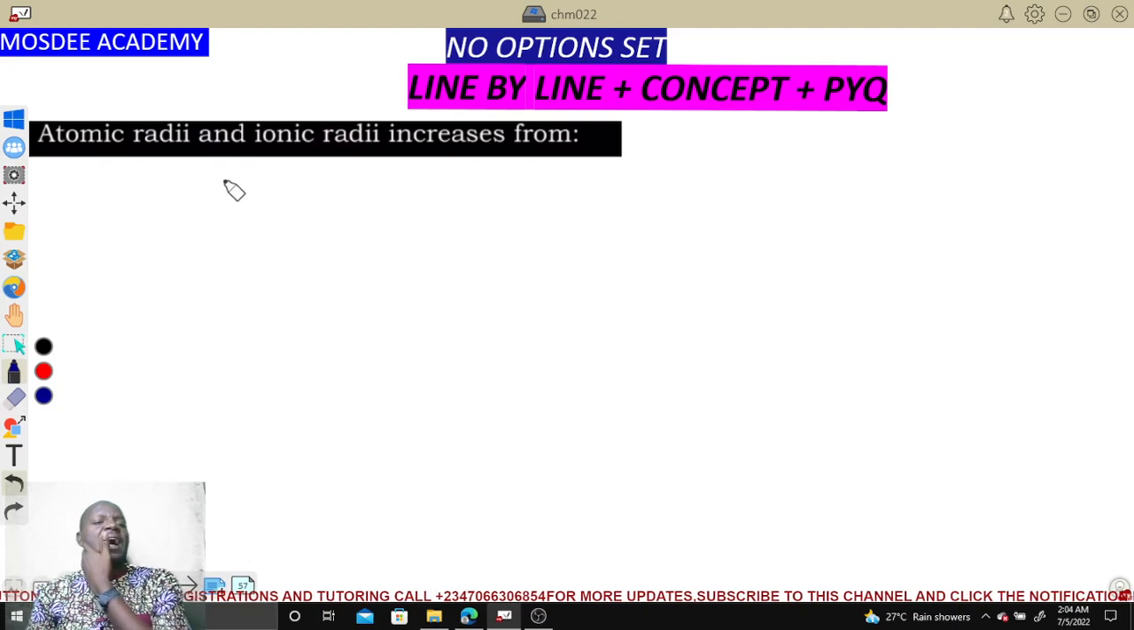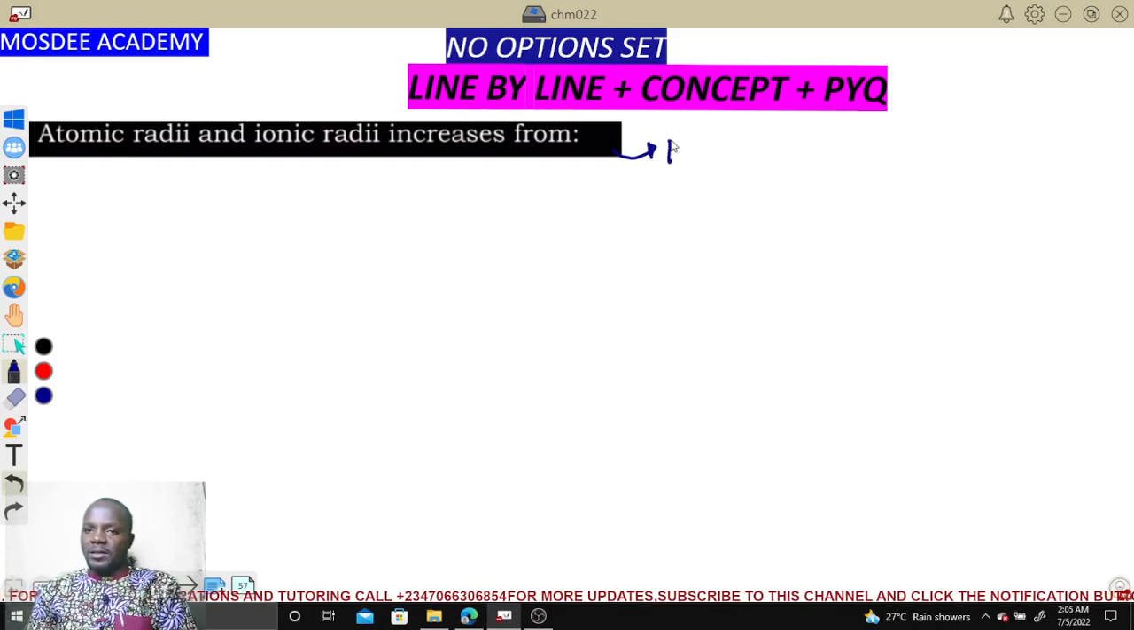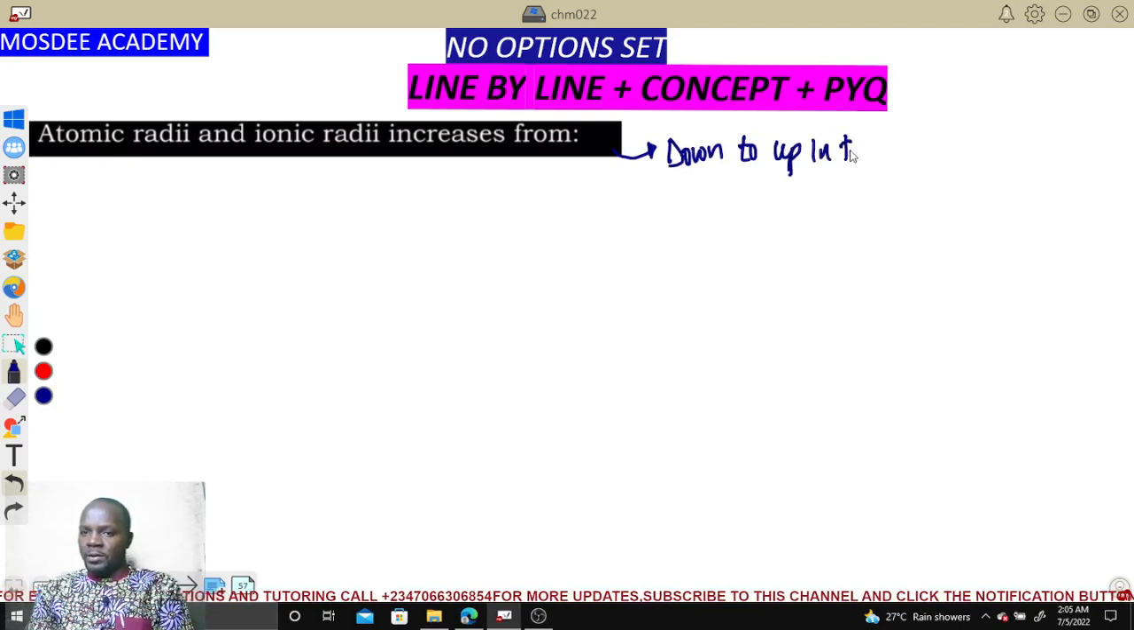Now, the next question says atomic radius and ionic radius increase from what? They increase from up to down in the group of the periodic table. I hope students understand that.